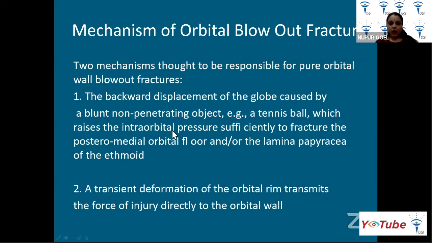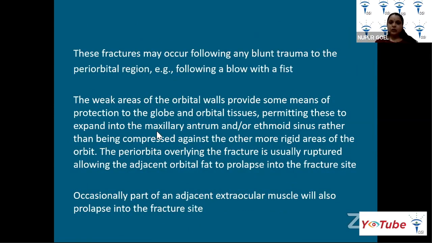It raises the intraorbital pressure sufficiently to fracture the posteromedial orbital floor, because that is the aspect where the orbit is weakest, and/or the lamina papyracea of the ethmoid. Or the other proposed mechanism is a transient deformation of the orbital rim that transmits the force of injury directly to the orbital wall. So these fractures, as mentioned, tend to occur following any blunt trauma to the periorbital region, like a blow with a fist.